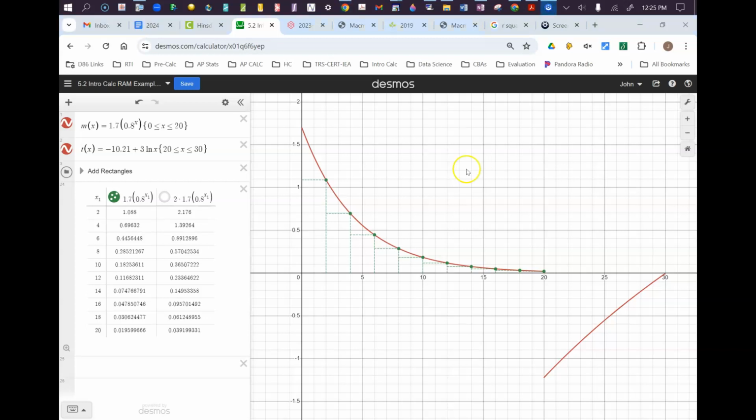So how would we find the total area of those rectangles? Well, we would make a table, and I can show you how to make a table, and I would create the x values at the right-hand side of each rectangle.